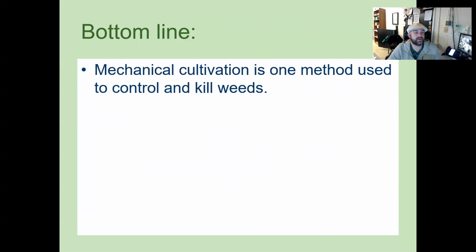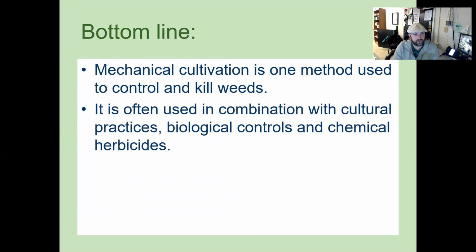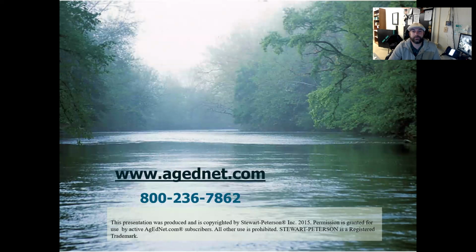So our bottom line here: mechanical cultivation is one method used to control and kill weeds. It is often used in combination with cultural practices, biological controls, and chemical herbicides. I'm kind of rushing through this a little bit today. Personally, I find mechanical controls to be the best single way of getting rid of weeds once they've emerged from the ground. Well, you can do stuff like plowing, tilling in the landscape industry, ensuring that there's no weeds in the ground whenever you're putting stuff in, but you may not always catch that. So weed pulling is probably the most archaic, but still most effective way to mechanically control anything from plants.